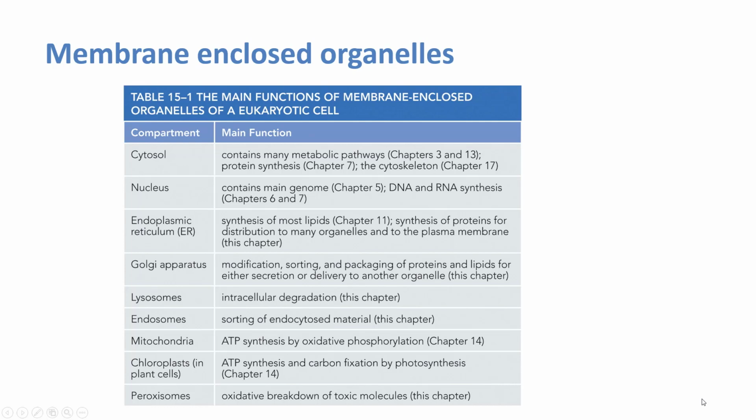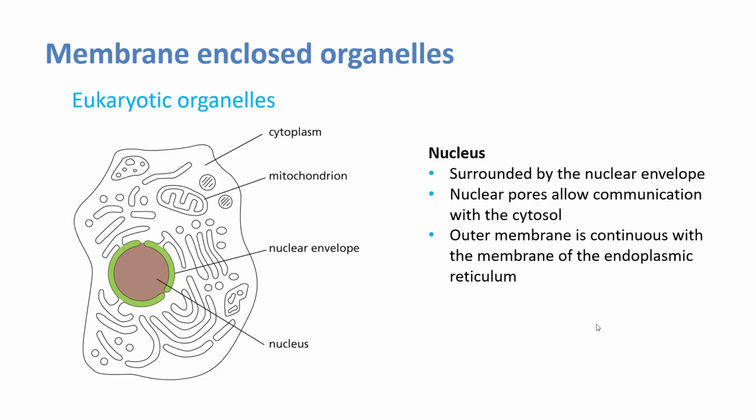So we can see in this table the main cellular organelles and the functions of them. And we'll go into detail into some of these in other chapters, but today the ones we're particularly going to concentrate on are these: the endoplasmic reticulum, the Golgi apparatus, lysosomes, and endosomes. So first up, we're just going to go through each of those organelles and remind ourselves of their basic structure and function. So first up, the nucleus.